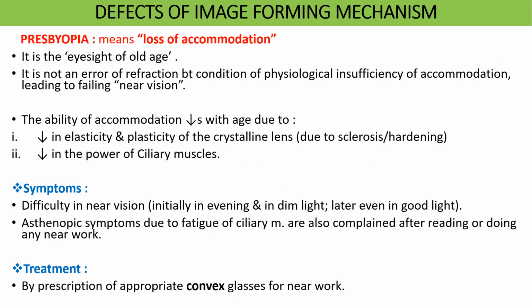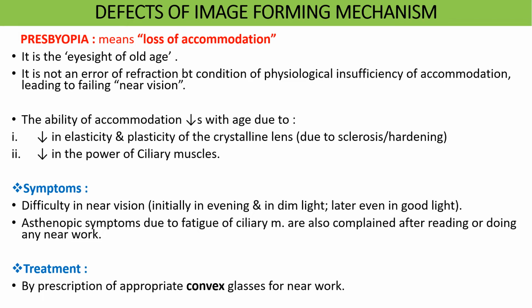There is another condition where the normal refractive state of the eye is changed, and it is called presbyopia. It is not exactly an error of refraction, but a condition where the physiological insufficiency of accommodation leads to failure of near vision. It usually occurs as we age, thus it is also called eyesight of old age. Presbyopia occurs with increase in age due to lack of proper accommodation of the eye, due to decrease in elasticity and plasticity of the crystalline lens and decrease in the power of ciliary muscles.